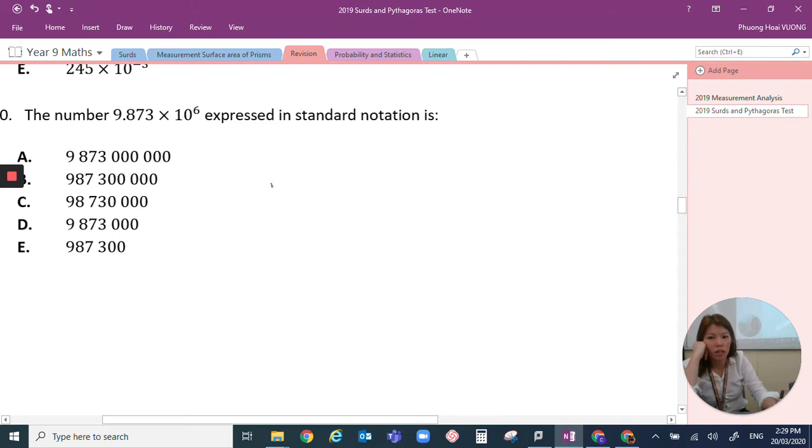Next question, the number expressed in standard notation. So let me write that again. 8, 7, 3. The power is 6, so we have to count to 6 times. 1, 2, 3, 4, 5, 6. Put a dot there. So we have 9, 8, 7, 3, 0, 0, 0. So our answer is that one there.